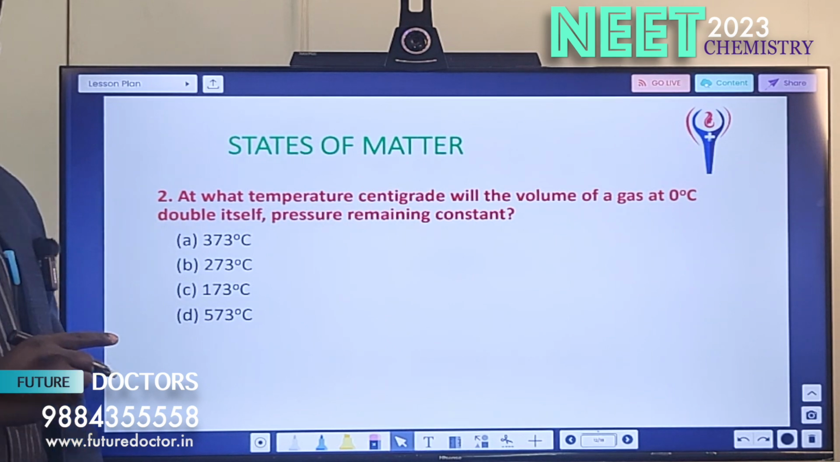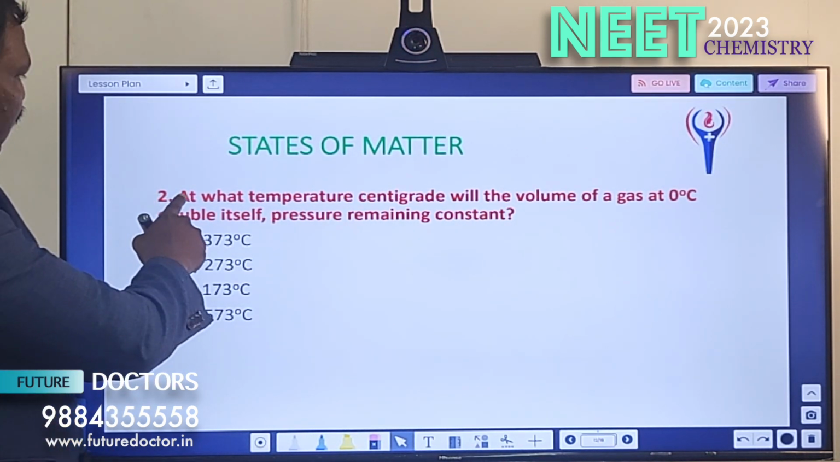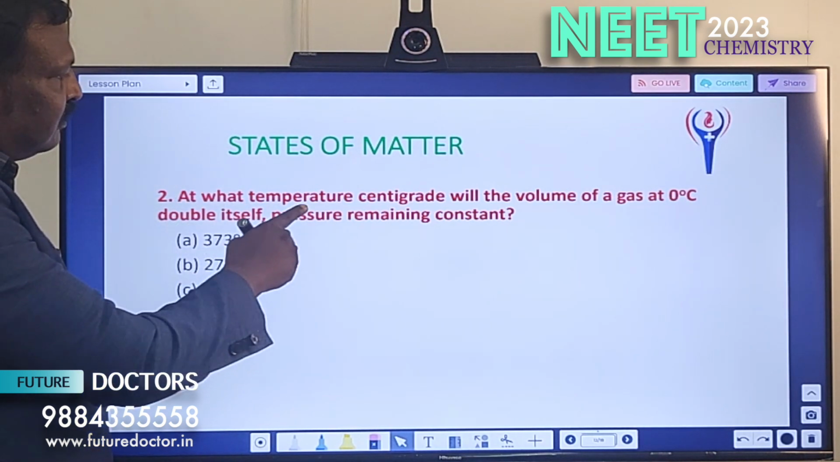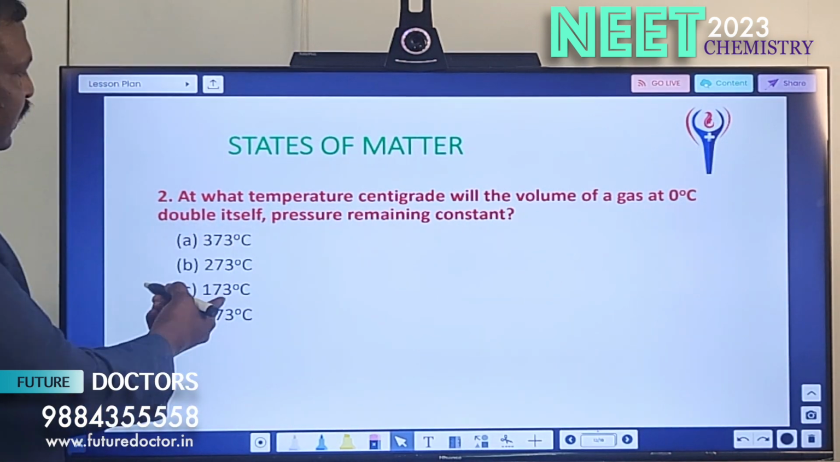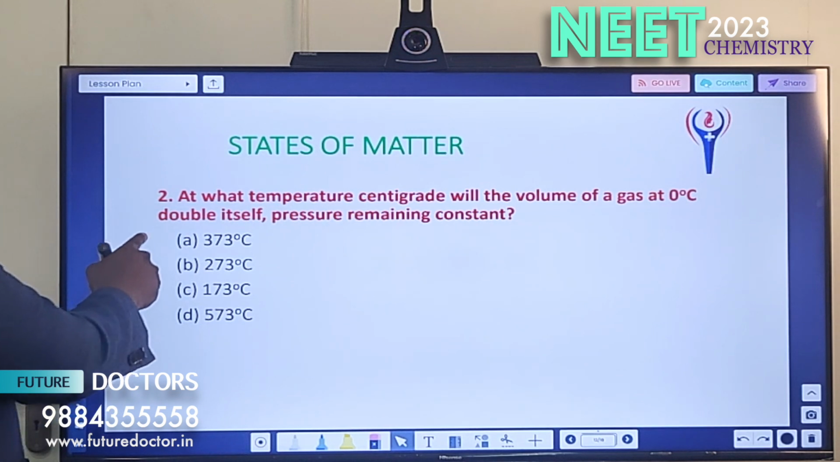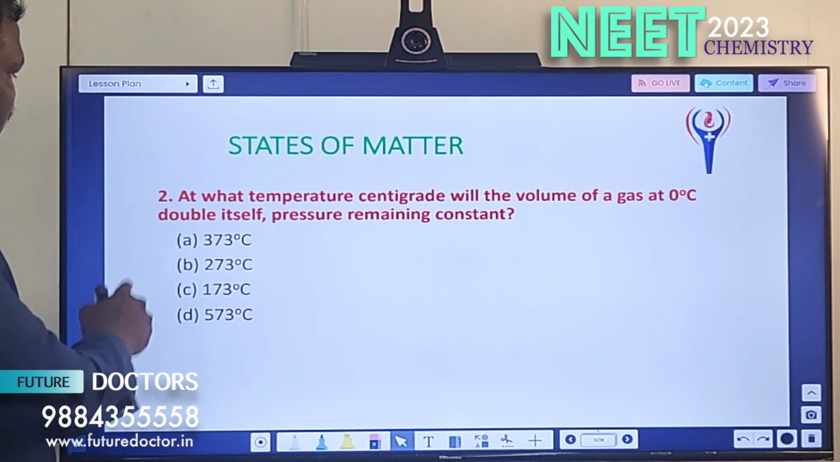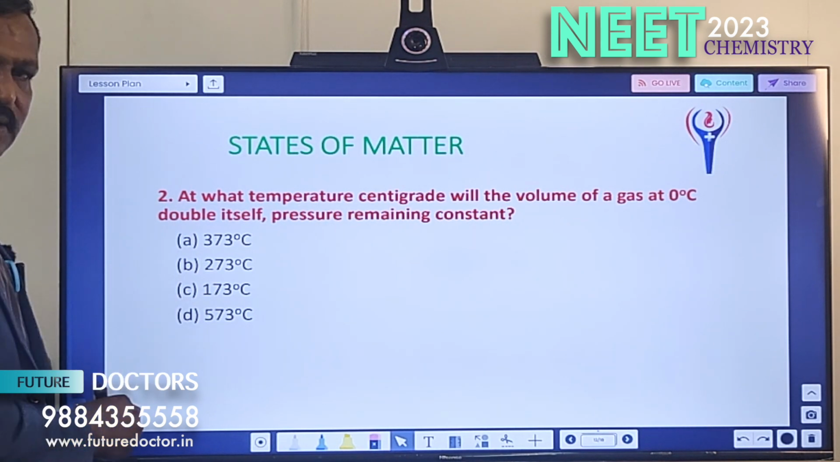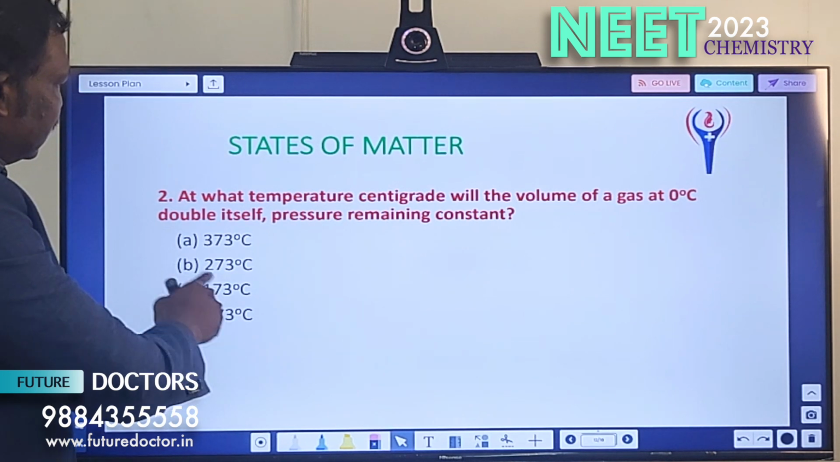Now see the next one. This question is based on Charles law. At what temperature centigrade will the volume of a gas at 0 degrees Celsius double itself, the pressure remaining constant? Option A 373 degrees Celsius. Option B 273 degrees Celsius. Option C 173 degrees Celsius. Option D 573 degrees Celsius.